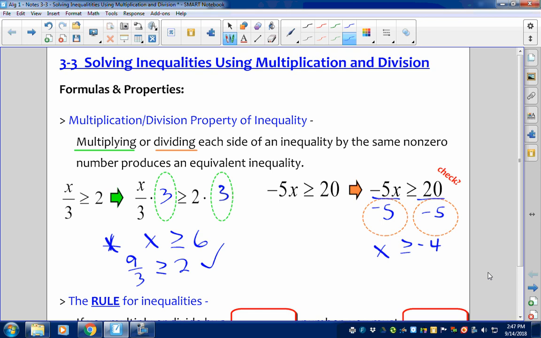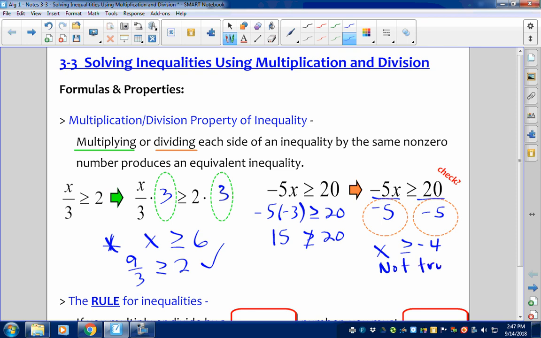What happens here if I try a value bigger than or equal to -4? I'm going to try one bigger than -4. Say I try -3 in the original. We'll discover something very interesting here. -5 times -3 is 15, which is not greater than or equal to 20. So this is not true in this case.